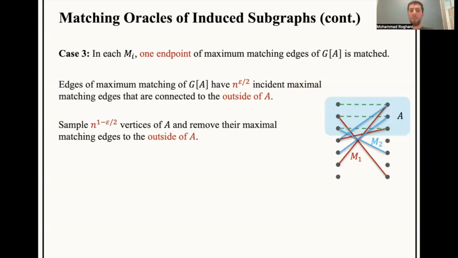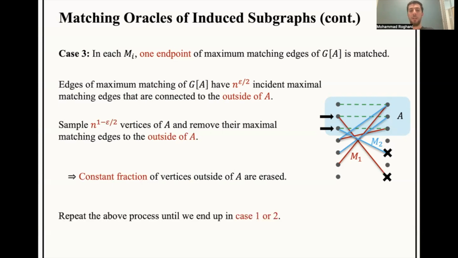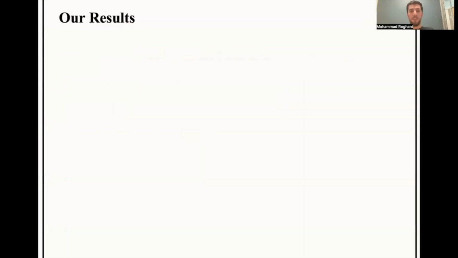So we can sample n^{1-ε/2} vertices of A and remove their maximal matching edges that go to outside of A. For example, if we sample these two A vertices, we can remove their neighbors in the maximal matchings. We can show that a constant fraction of the vertices outside of A are erased each time. So we can repeat this process until we end up in one of case 1 or 2 in our algorithm. Because the number of vertices not in A decreases each time by a constant fraction, we can show that in a constant number of rounds, we will end up in one of those two easily distinguishable cases, which results in our final theorem.